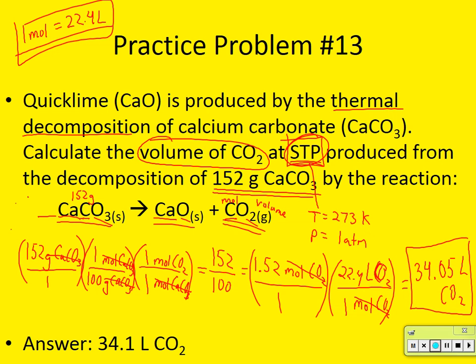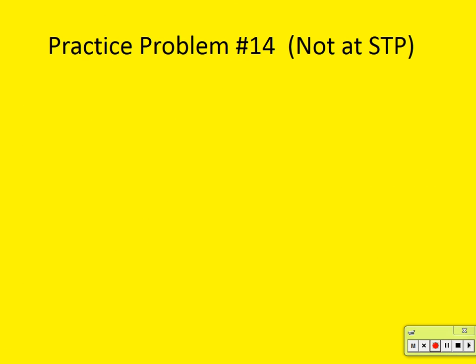So that's pretty useful information for a chemist, right? If we start with 152 grams of it, heat it up, we're forming a gas here. We can actually tell how much gas we're going to form, which is incredibly useful for a chemist. Okay, very good. Now I wanted to throw in a problem that's not at STP.